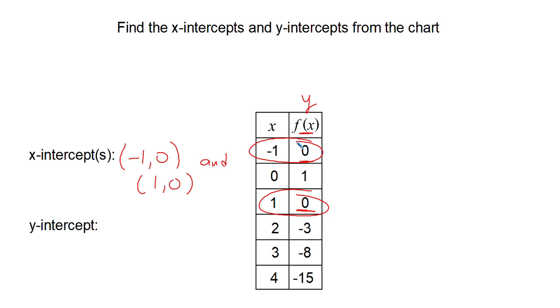And for our y-intercept, we just need to look when x is equal to 0, which will be right here. So the point will be 0, comma 1. And you'll always, for a function, only have one y-intercept, but you could have multiple x-intercepts.